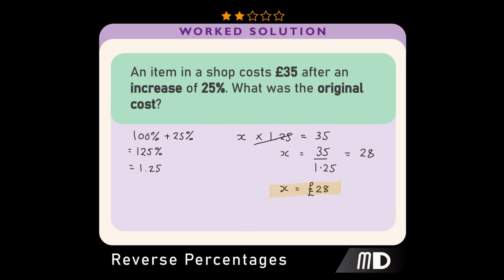Now, I could check that that is correct by multiplying 28 by 1.25 to check that I get 35. And if I do that, it does give me 35. So I know that the answer is correct. And this is a reverse percentages question.